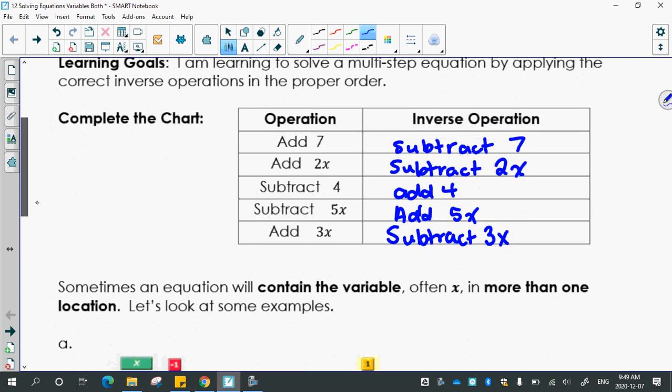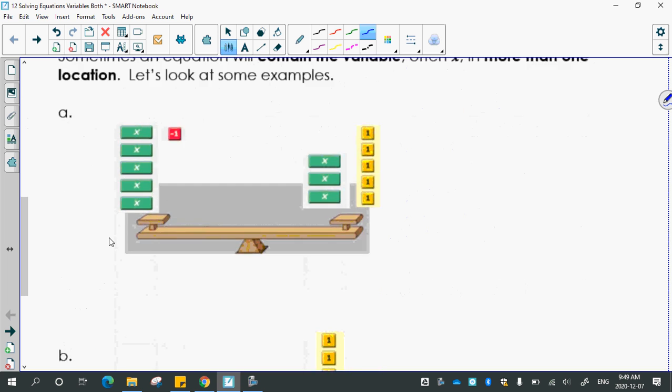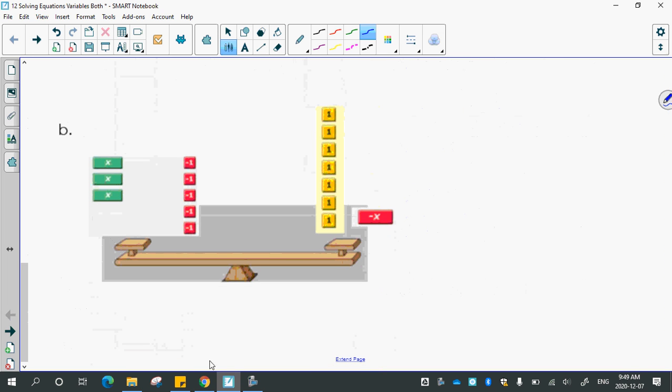Oops. This did this last week too. I wonder what it is. Something about blocking this, I think. Yeah. Okay.